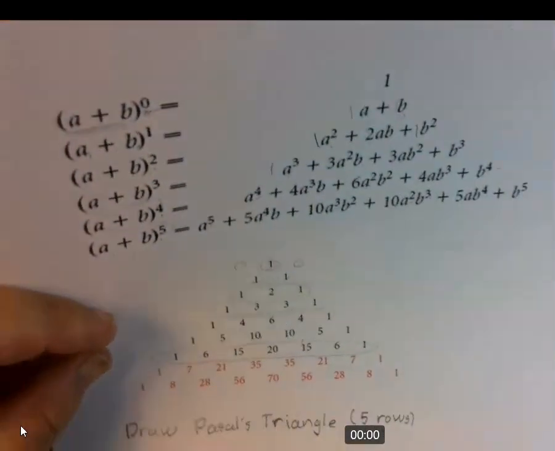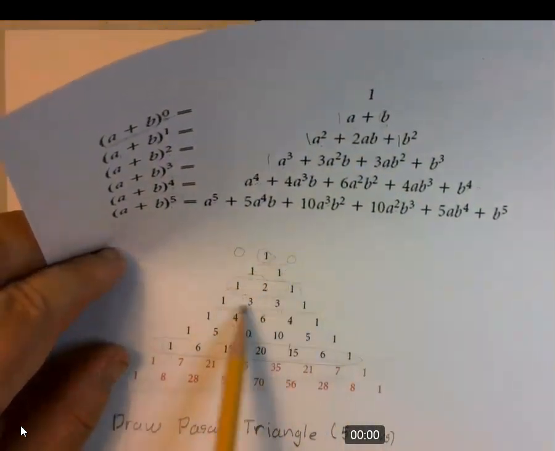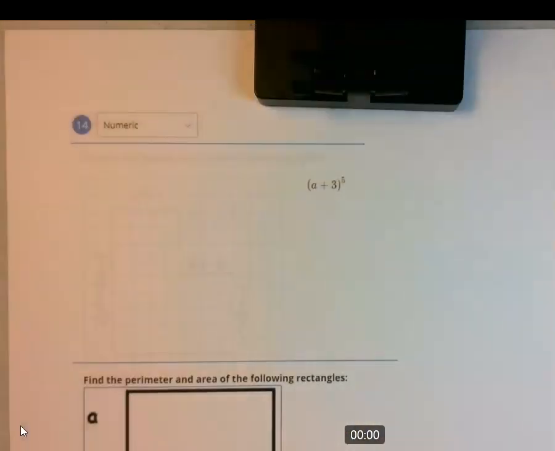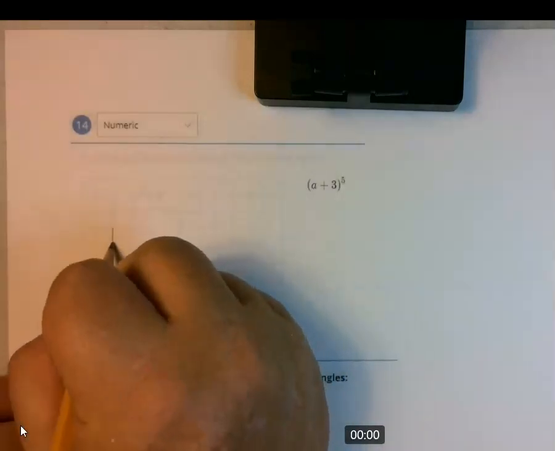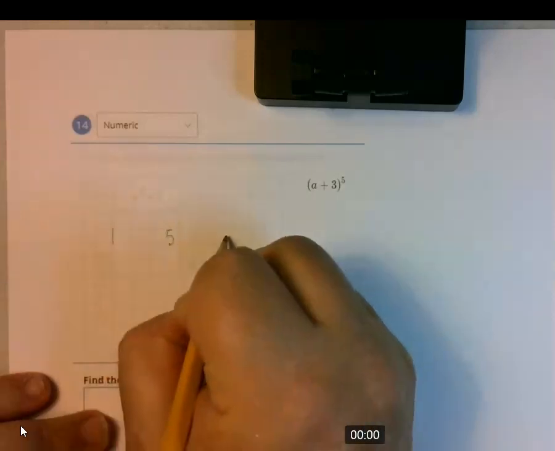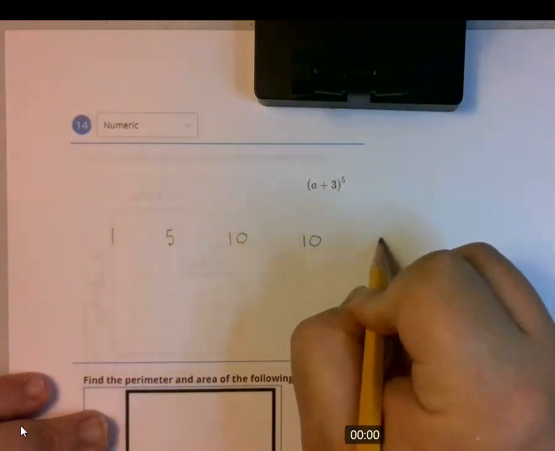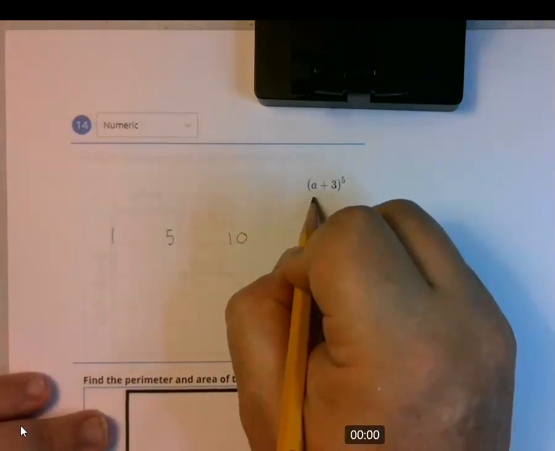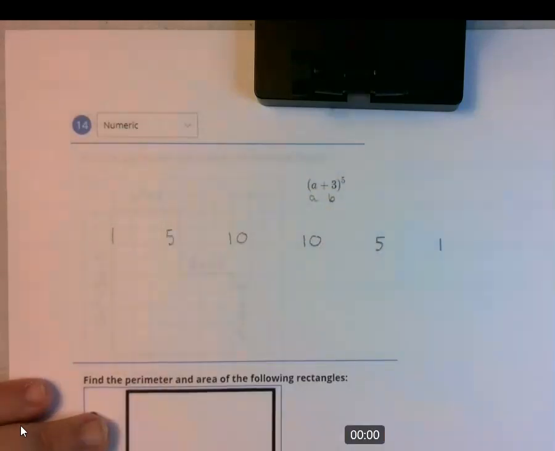Okay, so if it's to the 5, you've got to go to the 6th row: 1, 2, 3, 4, 5, 6. That's 1, 5, 10, 10, 5, 1. I'm going to get you started there. Leave a lot of space. Okay, and your A is the A, and your B is the 3. So go to it.